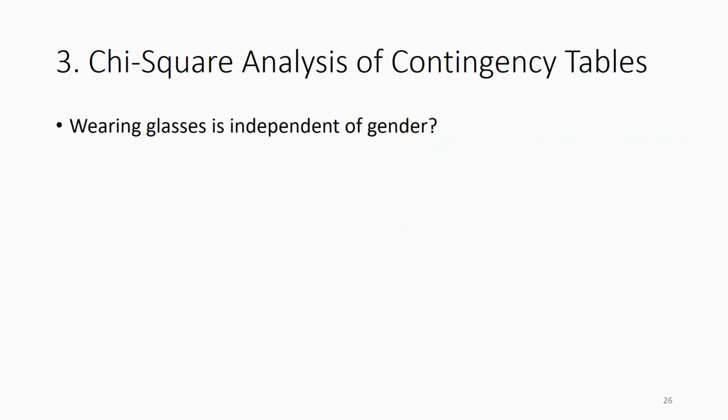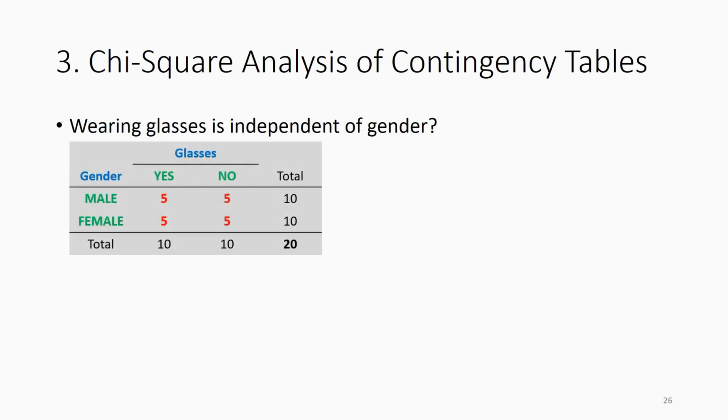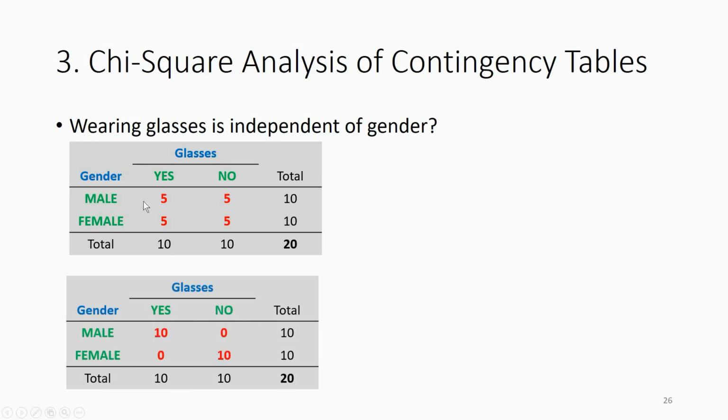So these are my research questions. Wearing glasses is independent of gender. This one. You just look at the value without calculating the expected frequency, or you might calculate it in your head. You know that it's not significant, right? So it's independent. Whether the student is wearing glasses or no glasses is independent.